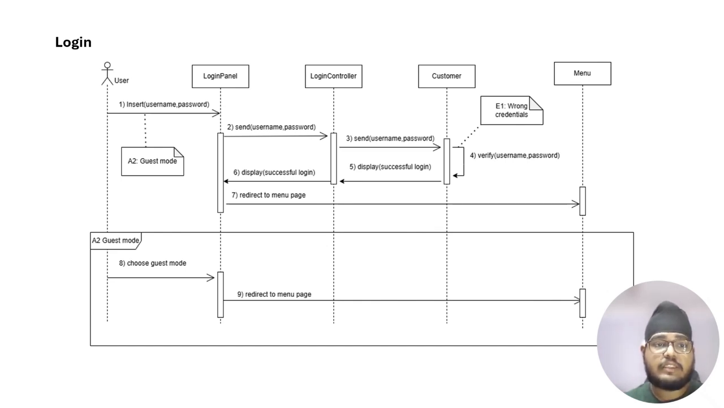So from here we can see the sequence diagram for login, and for login we have login panel, login controller, customer and menu. So first thing, the user will insert the username and password, and from the login panel it will be sent to the login controller, and then the login controller will send the username and password to the customer database, and from here the username and password will be verified by the customer.